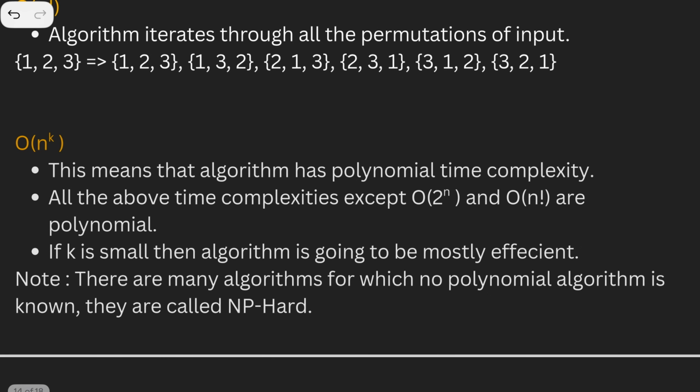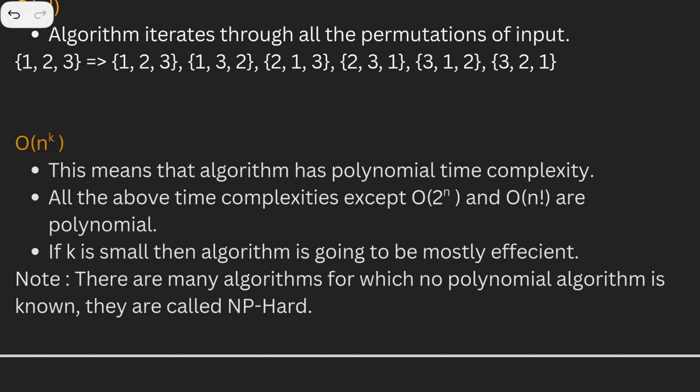N power k means that the algorithm has polynomial time complexity. Except for 2 power n and n factorial, all the other time complexities that we just saw are exactly polynomial time complexities. If k is small, that means our code is going to run faster. So we need to reduce the k and find the most efficient algorithm. There are some problems for which there exists no polynomial algorithm. There exists no algorithm that can run in polynomial time for those few problems.